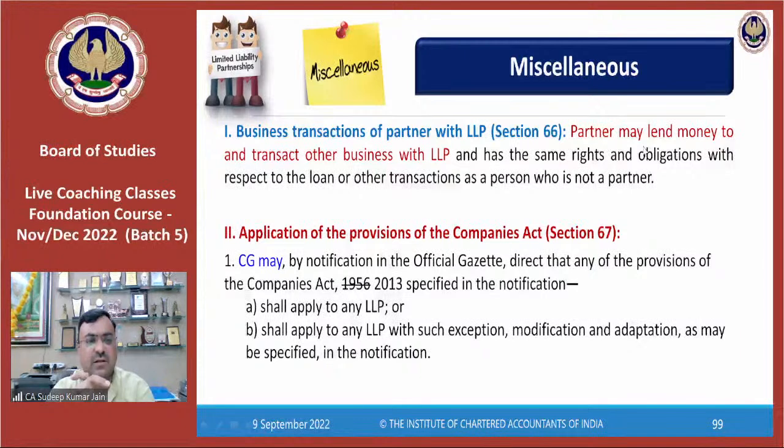Section 67 says application of provisions of Companies Act. क्या Companies Act के provision भी applicable होंगे LLP में? So in this point, the law says the central government, by notification in the official gazette, may direct that any of the provisions of the Companies Act 2013 shall apply to LLP, or apply to LLP with exceptions, modifications, adaptations as the case may be. It means क्या कंपनीज एक्ट 2013 के प्रोविजंस एप्लीकेबल होंगे एलएलपी पर, ये सेंट्रल गवर्नमेंट डिसाइड करेगी, होंगे तो एज इट इज होंगे या कुछ मॉडिफिकेशन के साथ. ठीक है.